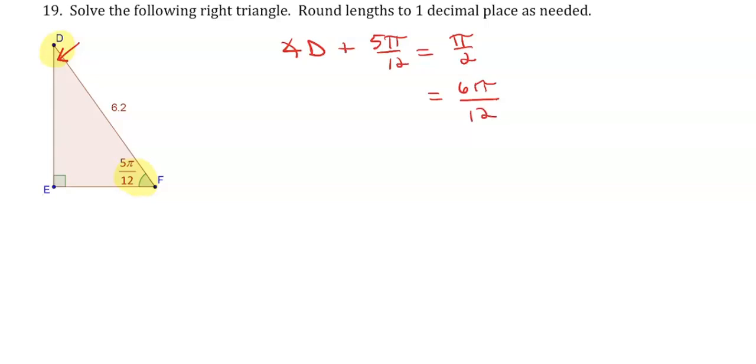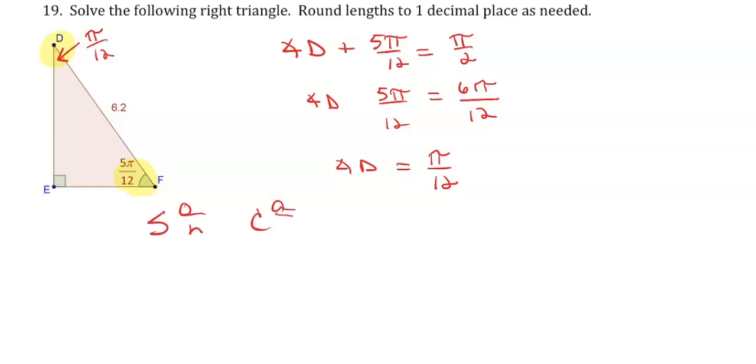Okay, so now I know that angle D can be easily solved. So angle D is going to be 6 pi over 12 minus 5 pi over 12, which is pi over 12. So here we have pi over 12. Then now we can use SOHCAHTOA to solve for our missing sides. So let's see what's missing. I'm missing little side F, and I'm missing little side D.